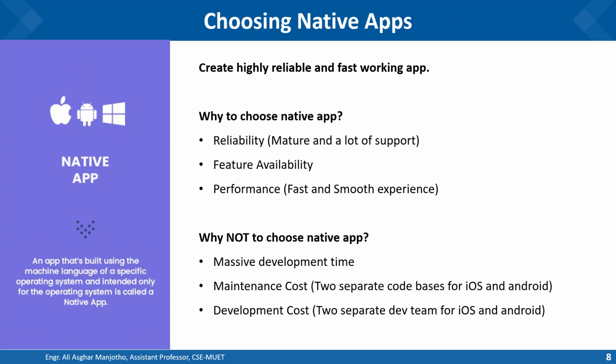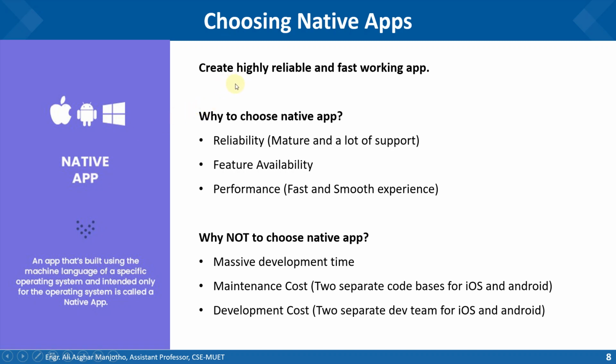So in the native apps, when you develop native applications, they are built using the specific machine language of that particular platform. If you develop a native app for Android, it will be compiled to the machine language specifically of the Android operating system. Whereas if you compile the same application for iOS, then it will generate new machine language code specifically intended for iOS. So native applications are platform-specific applications.